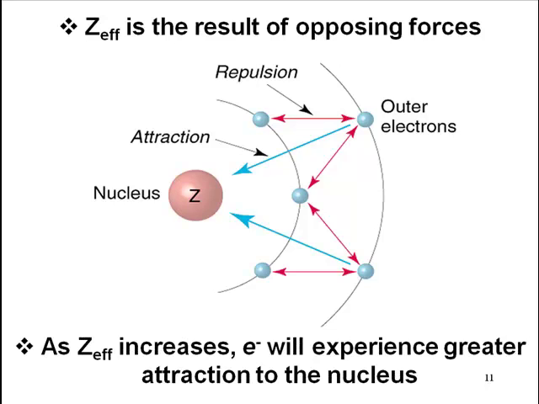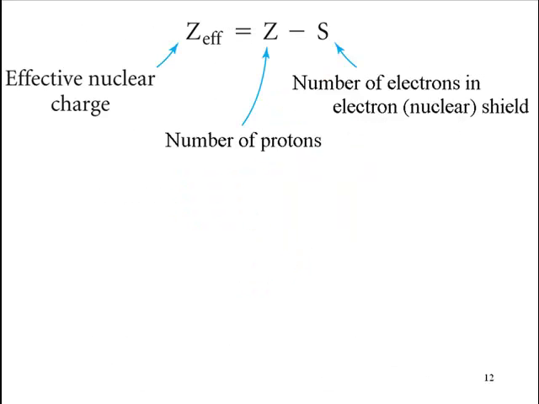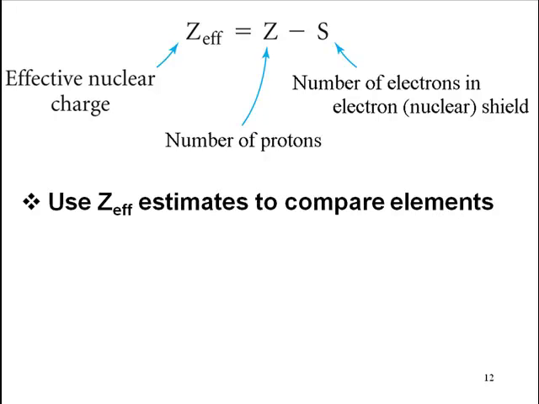As the ZF increases, the electrons will experience greater attraction to the nucleus. So as you have a larger difference, you'll have a greater attraction to the nucleus. So how do we find the ZF? The ZF is just the number of protons minus the number of electrons in the nuclear shield. So the number of protons minus the number of electrons in the nuclear shield. We use this to estimate and compare elements. It is one of the foundational things. It's easy to calculate, and it's easy to compare.